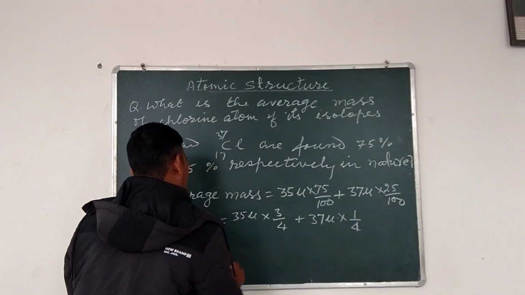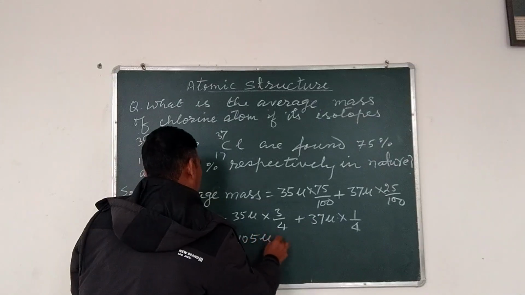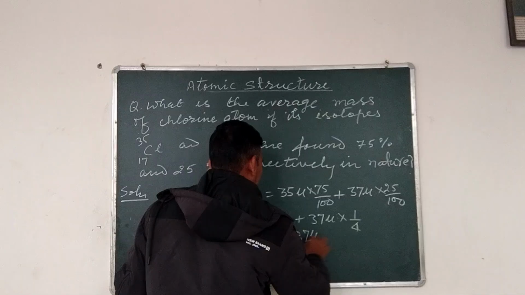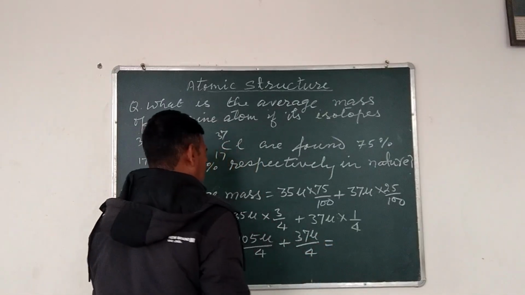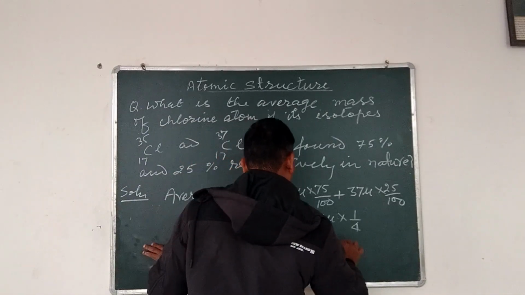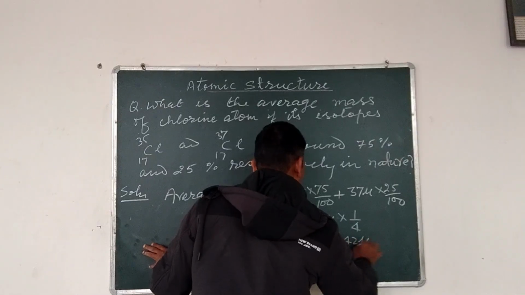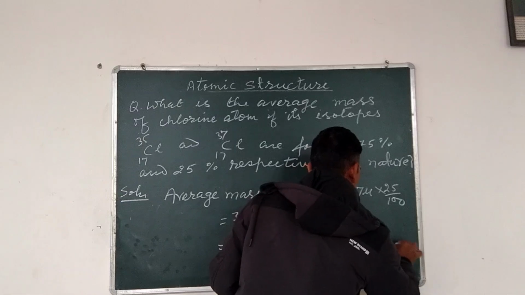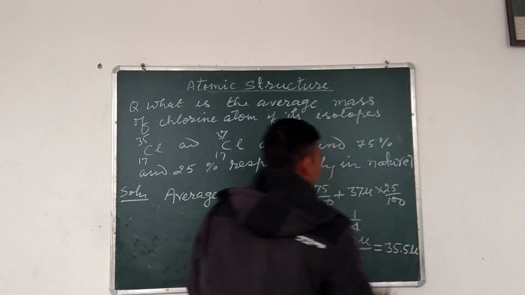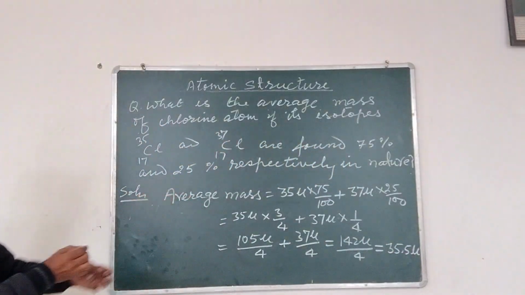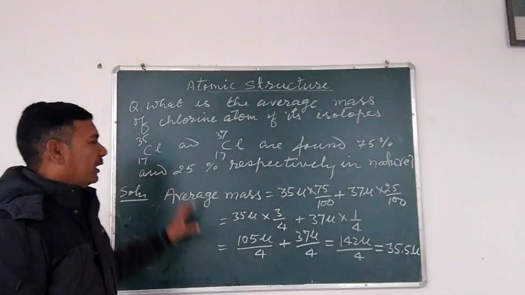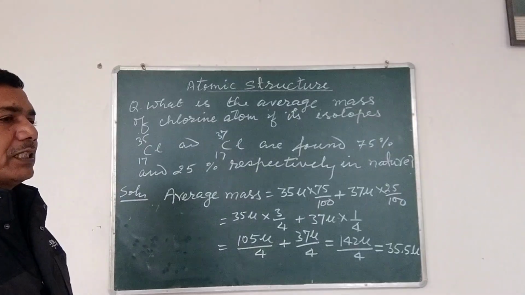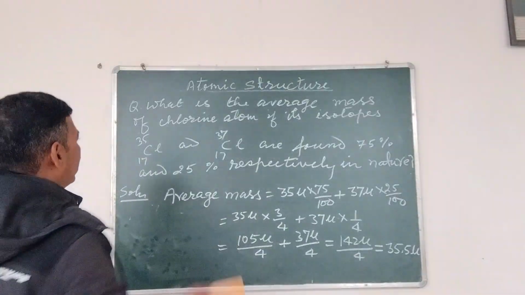When we multiply, it will become 105 unit by 4 plus 37 unit by 4. By calculation, it will be 142 unit divided by 4. When we divide it by 4, it will be 35.5 unit. This is the average mass of a chlorine atom. In this manner, we can find the average mass of an atom which is found in isotopic forms.